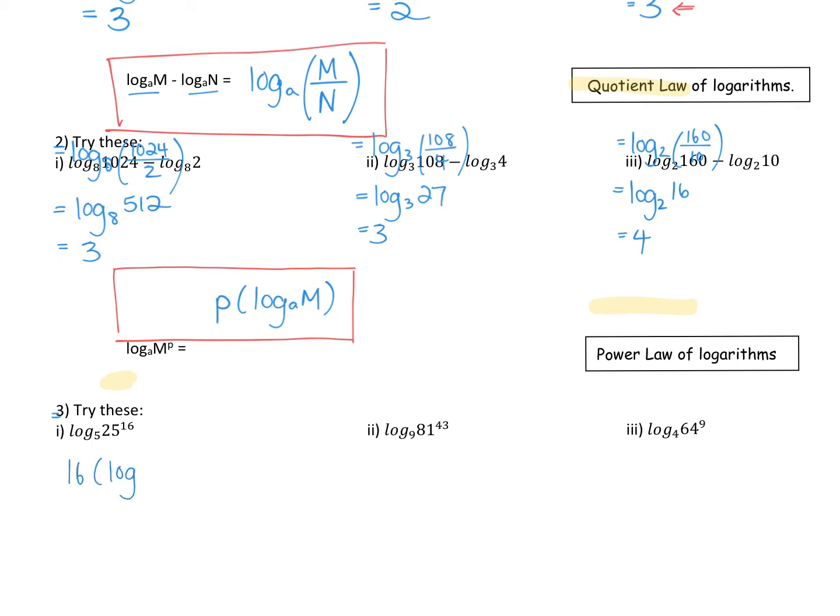16, and then I am simplifying log 5 25, asking myself 5 to the what equals 25, and that's nice and easy, that's 2. And so it's 16 times 2, which is 32.